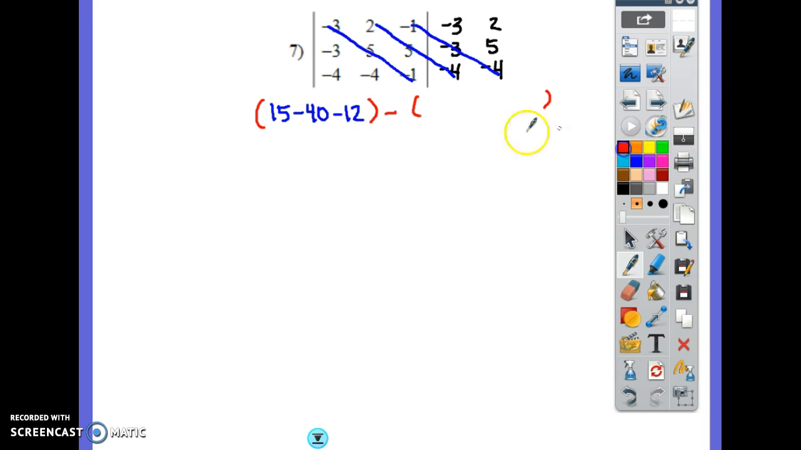Secondary diagonals, this time we're going to start in the top right, and we're going to go downward. So it's going to be this diagonal from top left down. So negative 4 times 5 is negative 20. Negative 20 times negative 1 is positive 20.